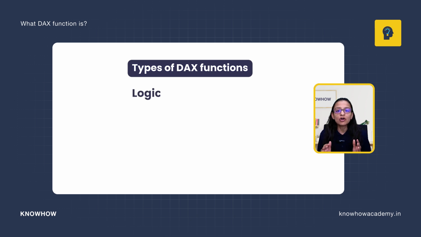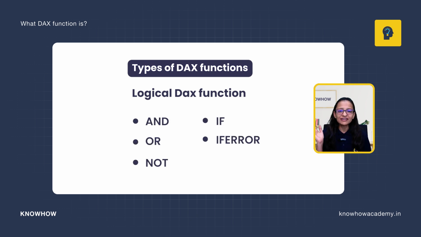The third one is the logical DAX function. So what is the meaning of logical DAX function? When you want to determine true or false, or when based on some condition you want to determine your output, at that time you need to use a logical DAX function. So let's say if the sale value is greater than 100, we will say high sale, and if the sale value is less than 100, we want to display low sale. So at that time we need to decide based on some condition, and you need to use a logical DAX function. So here are examples of logical DAX functions.